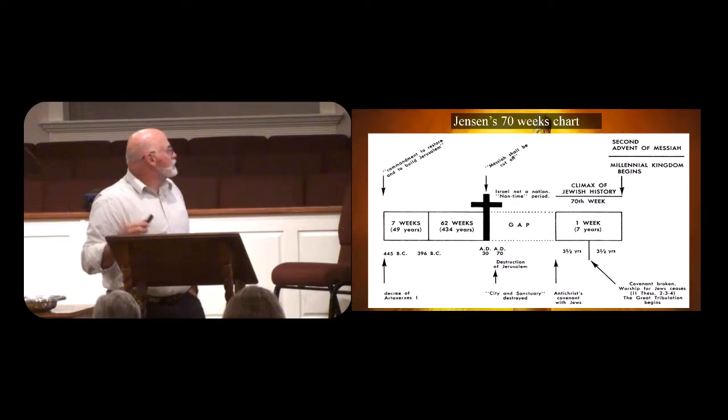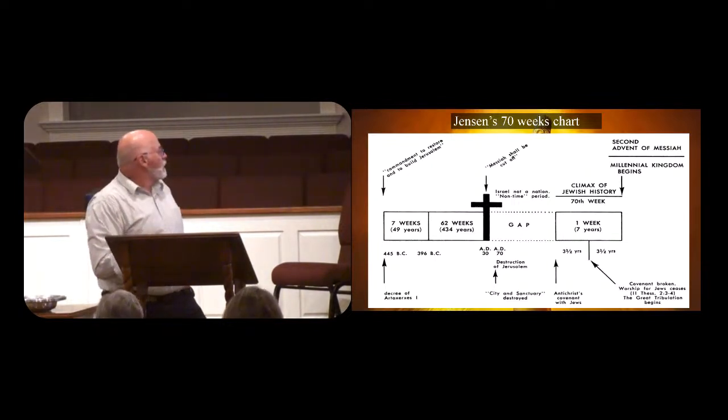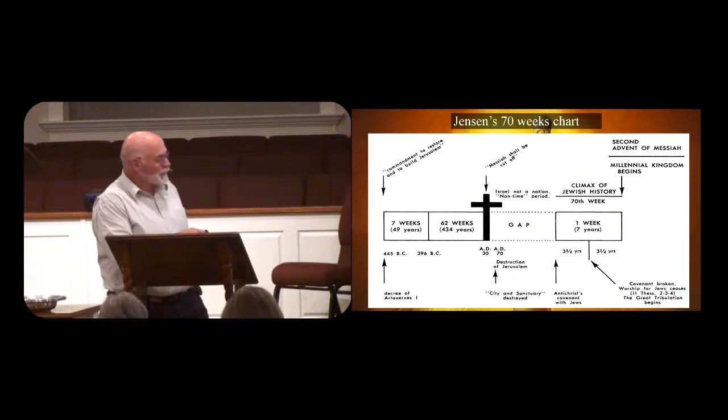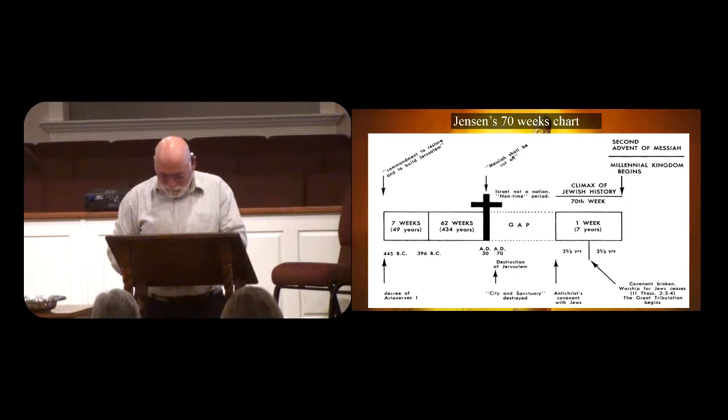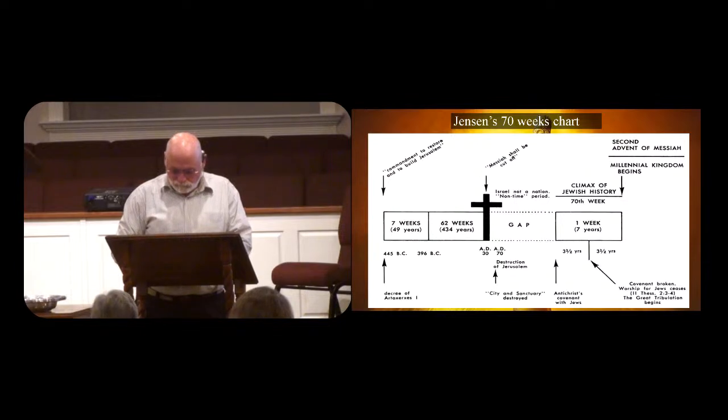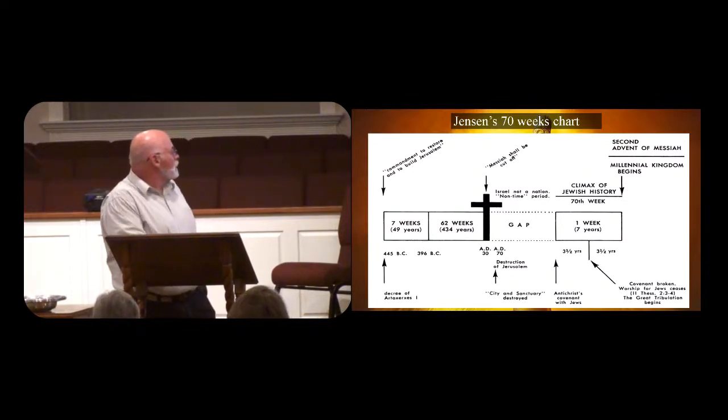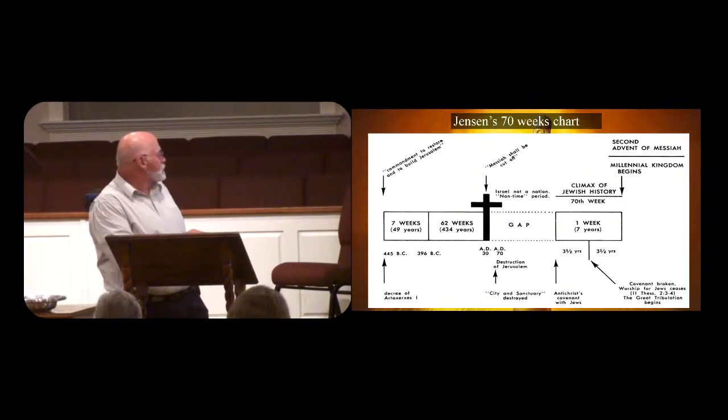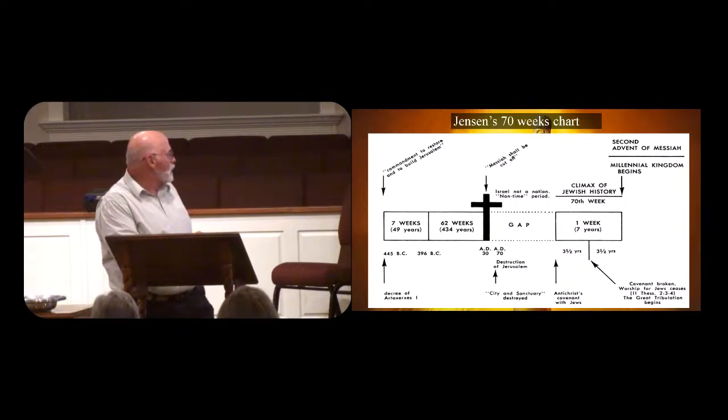All right, the last one is Jensen's 70 weeks chart. Yeah, here's your 7 weeks. That's the rebuilding of the temple and the wall of Jerusalem. Finished in 49 years. Jerusalem is back as a nation. Then the 62 weeks that follows, and that is the time of Christ. So AD 30, some would say 33. I think 30 is a better number. AD 70 is the destruction of Jerusalem.